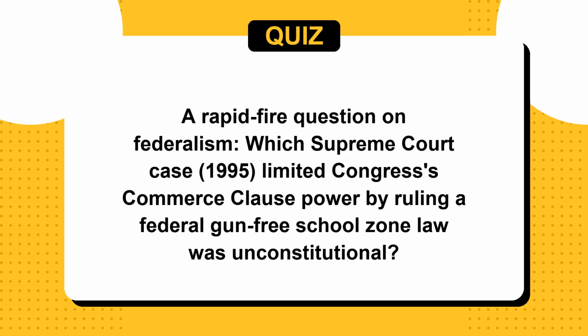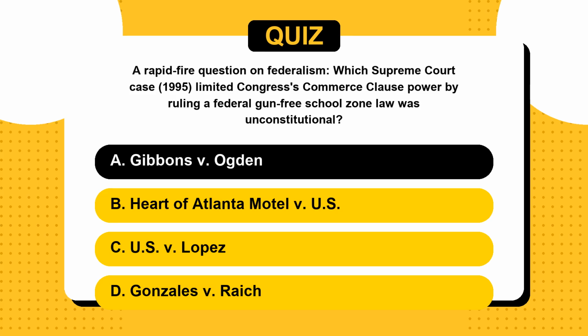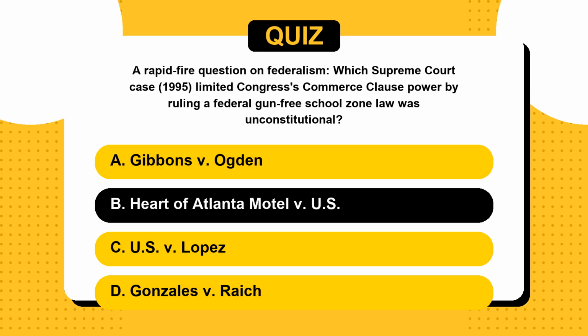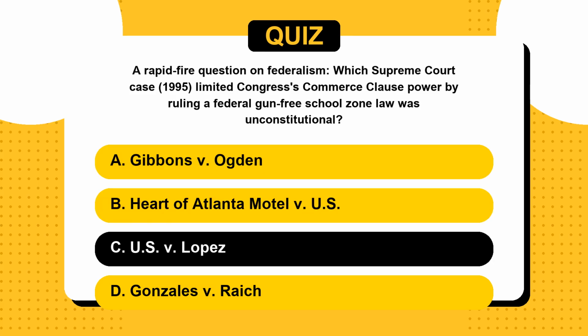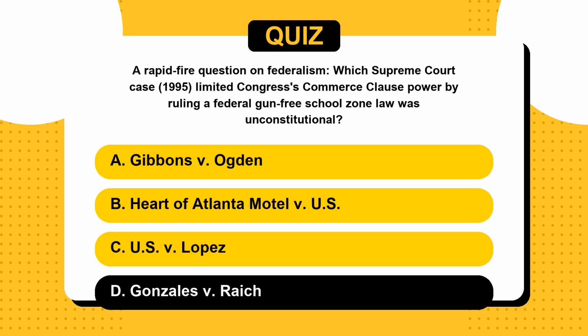Next question. A rapid-fire question on federalism. Which Supreme Court case, 1995, limited Congress's Commerce Clause power by ruling a federal gun-free school zone law was unconstitutional? Is it A, Gibbons v. Ogden? Or B, Heart of Atlanta Motel v. U.S.? C, U.S. v. Lopez? Or D, Gonzales v. Raich?